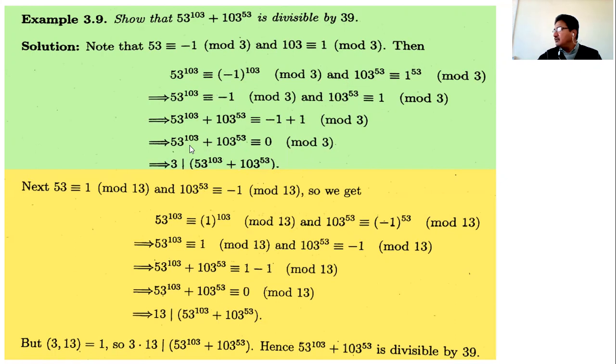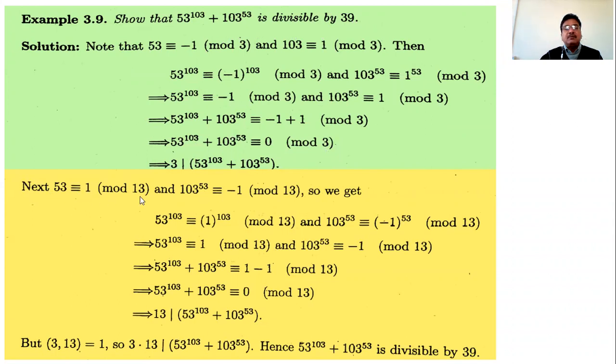What is the definition of congruence relation? A is congruent to B modulo N if and only if N divides A minus B. So from this equation, 3 divides this number minus 0, that is, 3 divides this number. We have to prove it is divisible by 39, and here we have 3 dividing this number.